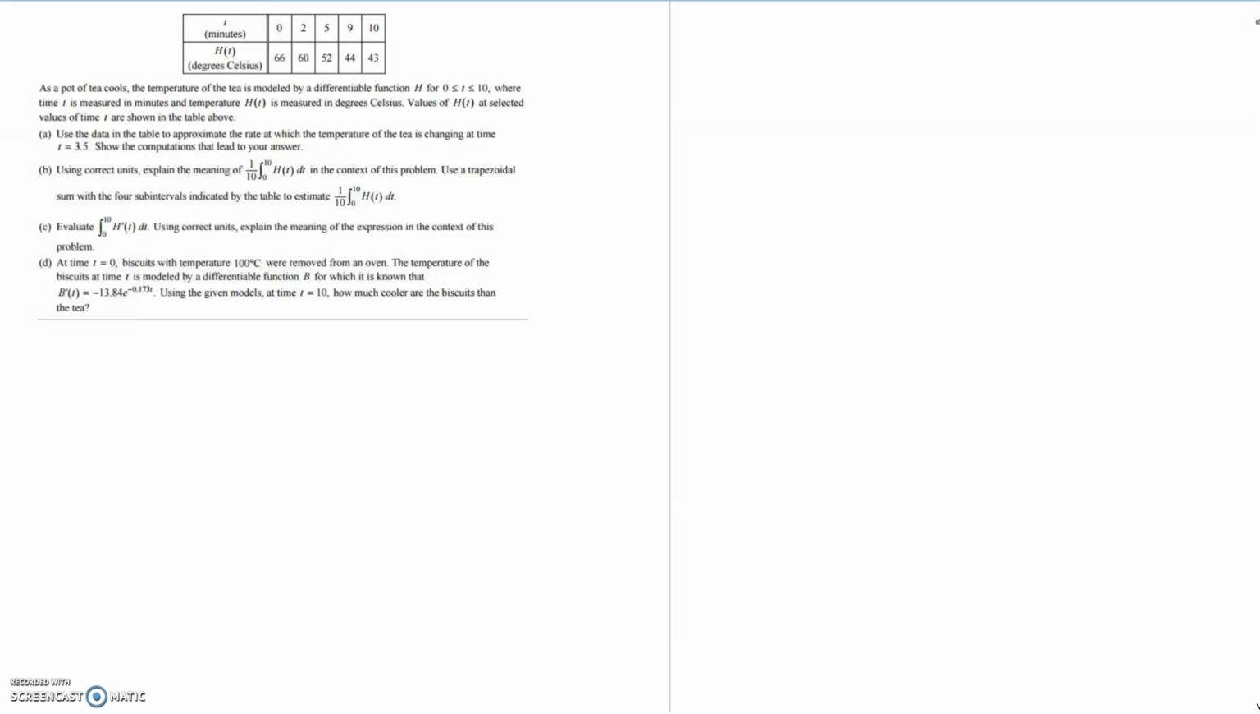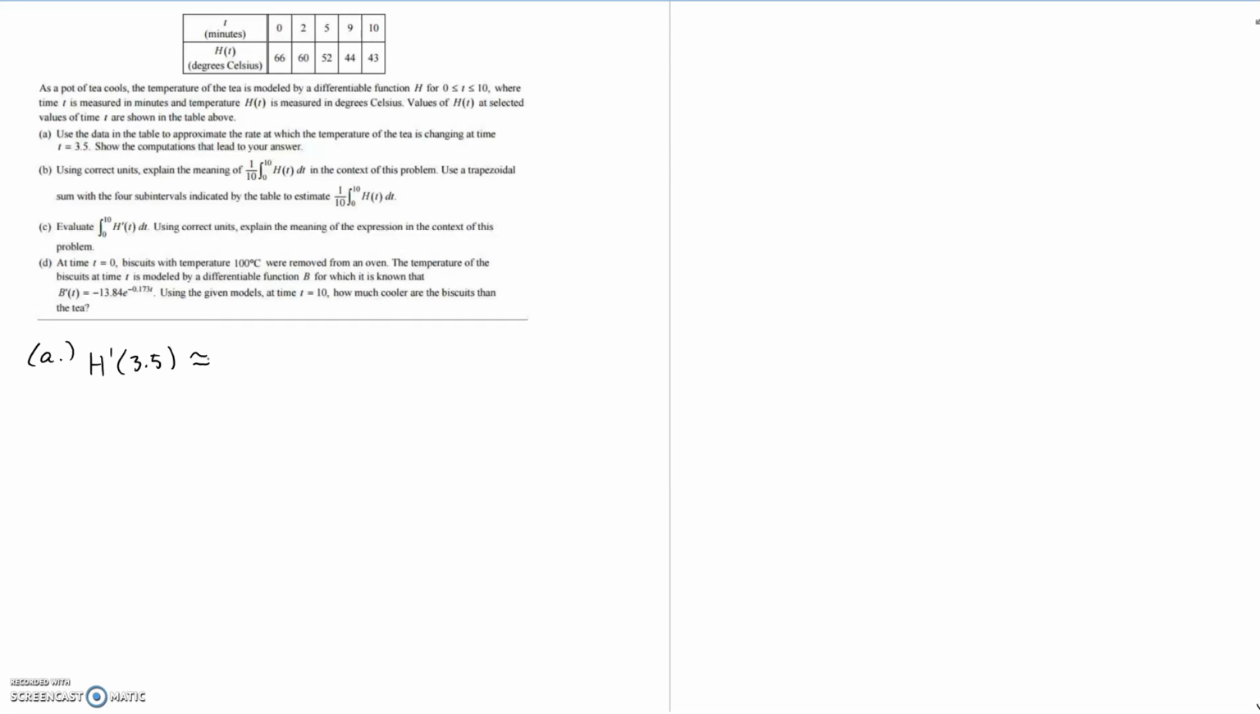This is a data-based question, and this is a calculator question. Part A is asking us to approximate the rate of change of the temperature of the tea at t equals 3.5. We want to select the smallest interval possible, an interval where 3.5 would be the center. So we're looking for h prime of 3.5. We're going to approximate that instantaneous rate of change with an average rate of change, or approximate that slope of a tangent with the slope of a secant.